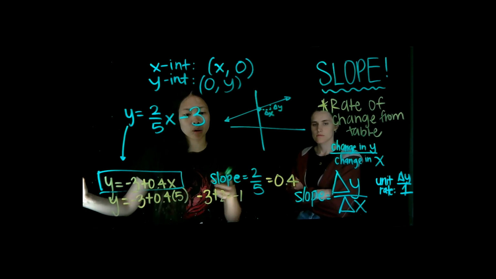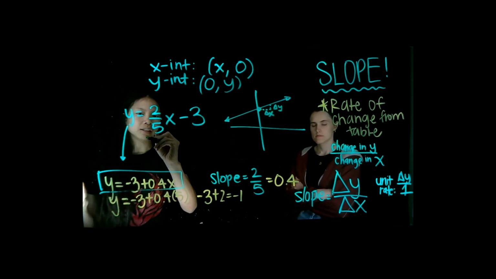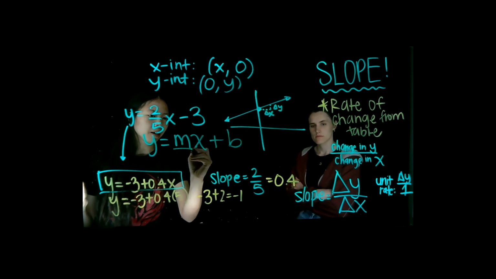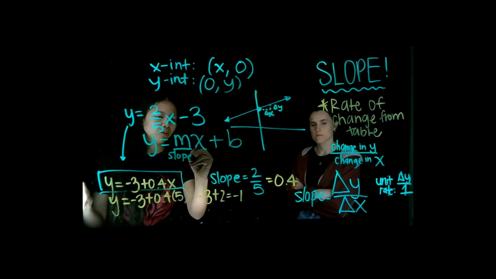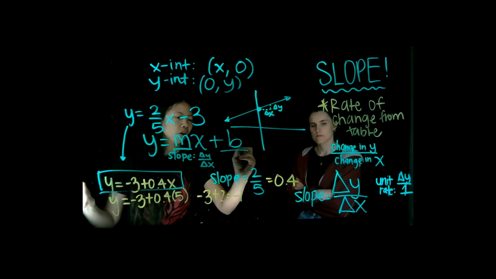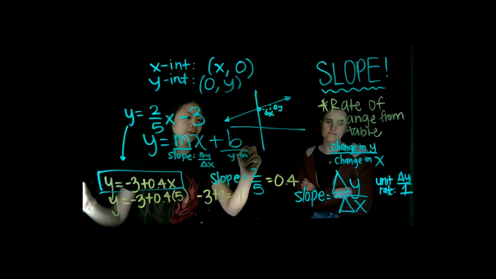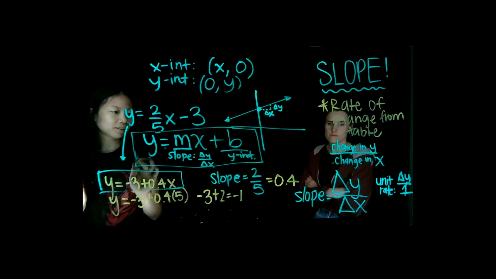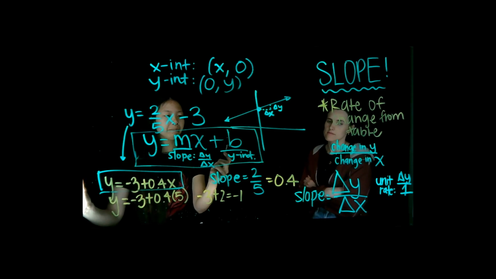So our generic form for any line is y equals mx plus b. So I can swap out my m here for my slope. This is my slope, which is my change in y over my change in x. And my b value will always represent my y-intercept. So this is how you normally see a line written, as y equals mx plus b, where m is our slope and b is our y-intercept.